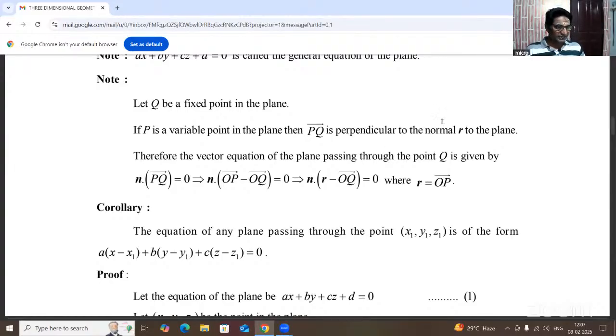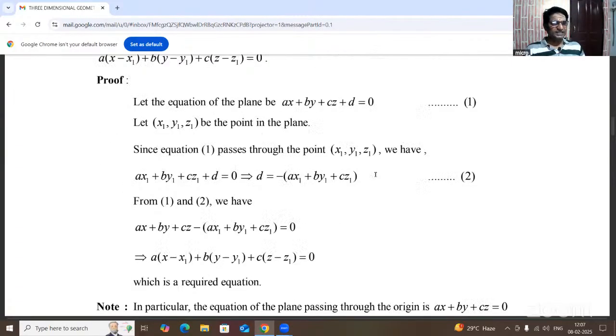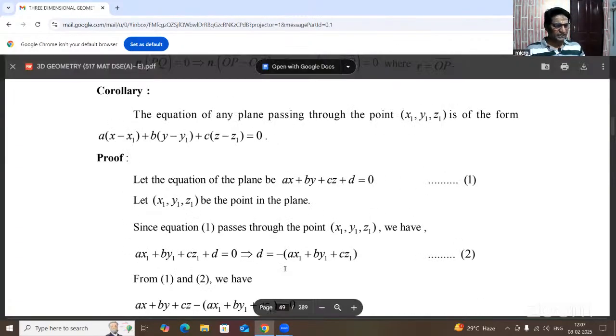PQ bar can also be written in vector notation as OQ bar minus OP bar. Already we know that OP bar is small r, the position vector. Substituting that value, we get the expression n dot (r minus OQ bar) equal to 0. Now, students, listen carefully. This is also an important corollary part.